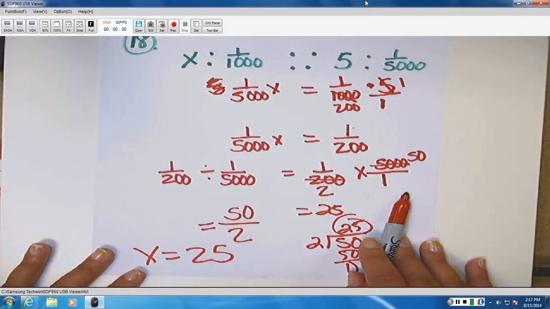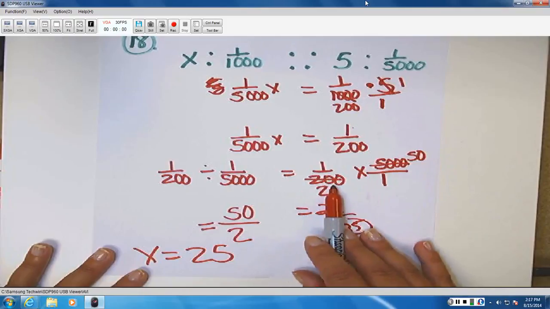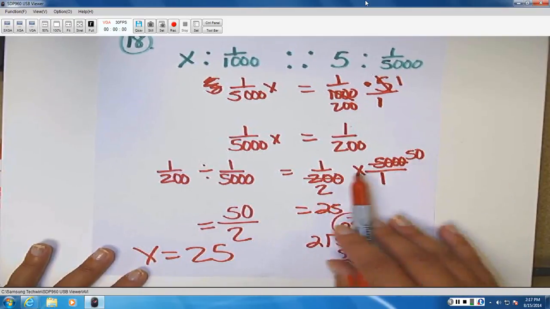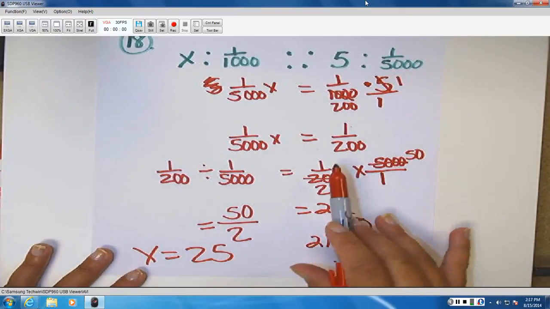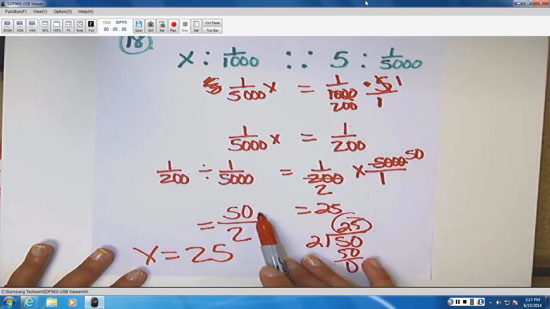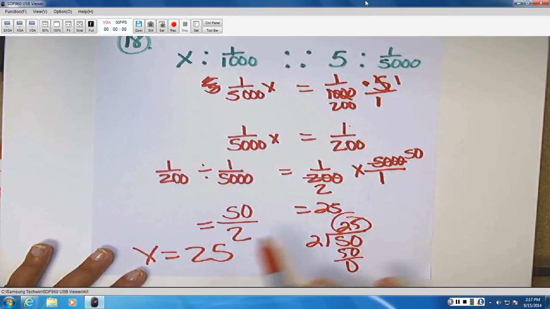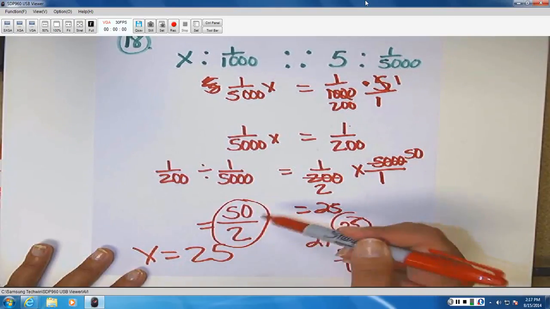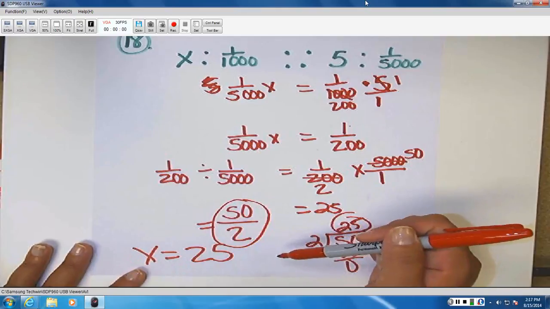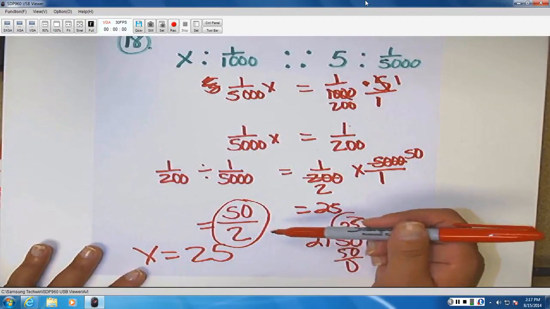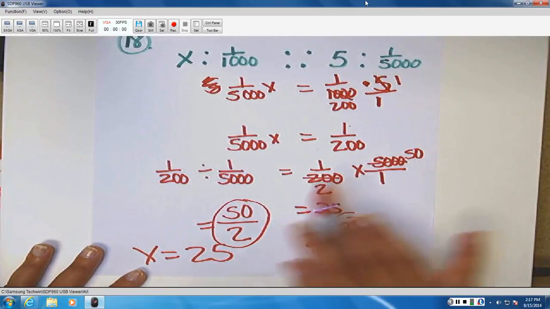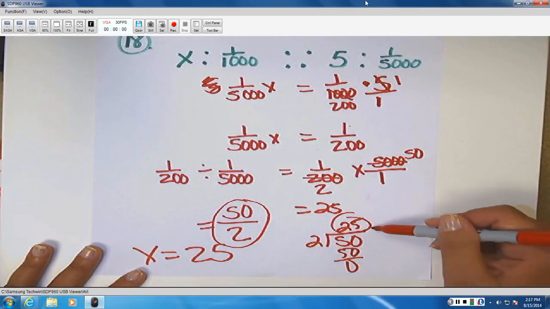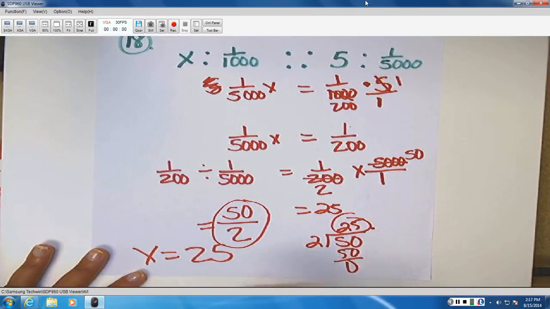But before doing that, I reduced. And I knew that 100 would easily divide into both of these numbers. So 100 divided into 200 twice, and 100 divided into 5,000 50 times. Then I did my easy multiplication across the board. 1 times 50 is 50. 2 times 1 is 2. And I was left with this, 50 halves. Now, one way you could do is just easily see that 2 will go into 50 25 times, and you're left with this whole number. Or you could work it out if you wanted to, and you're still left with the whole number of 25. So on number 18, x equals 25.